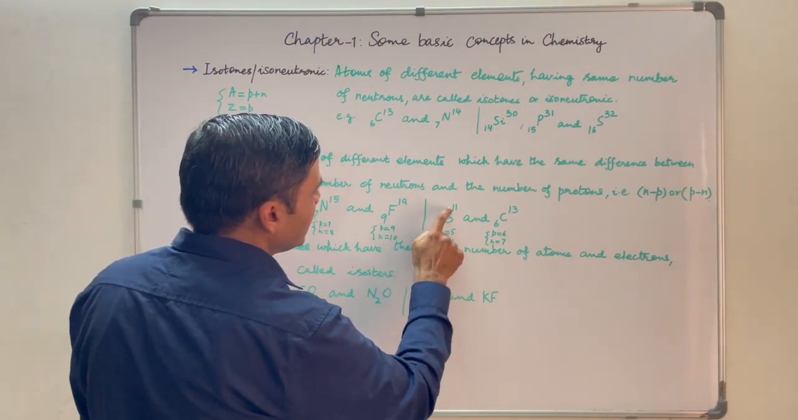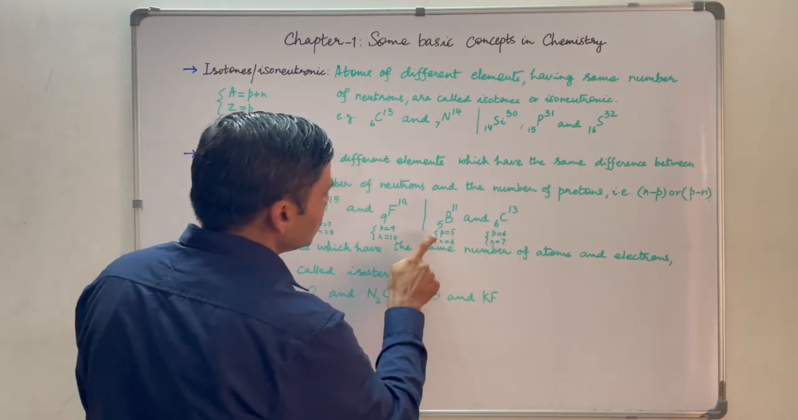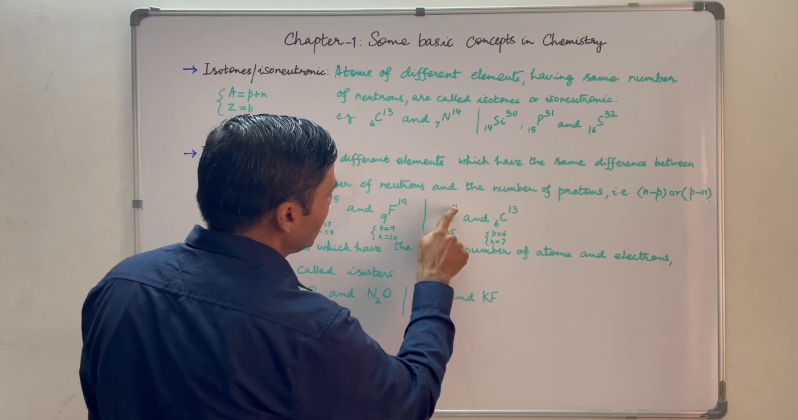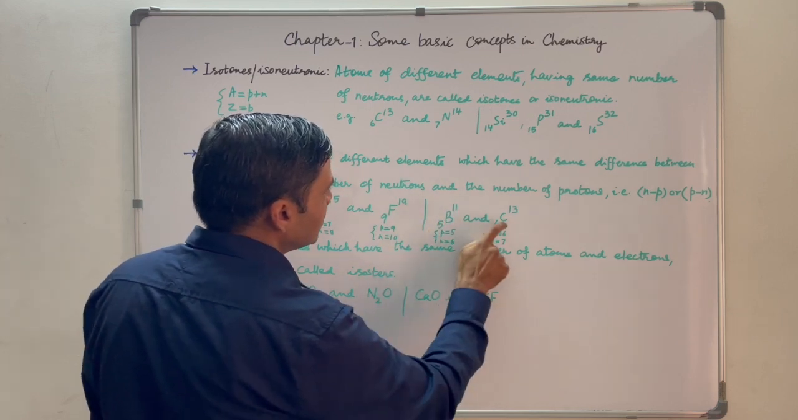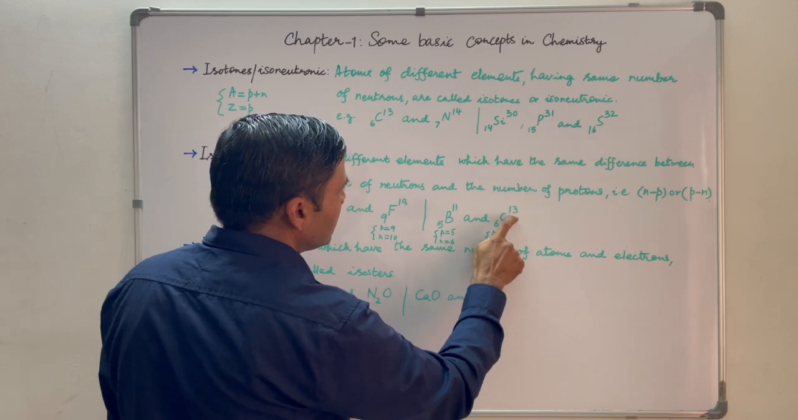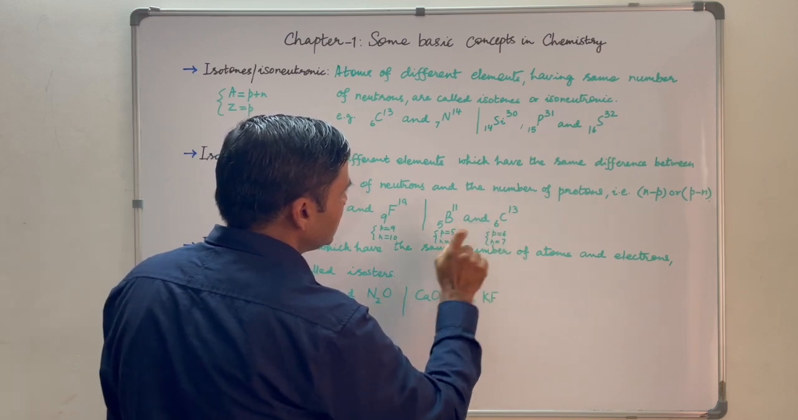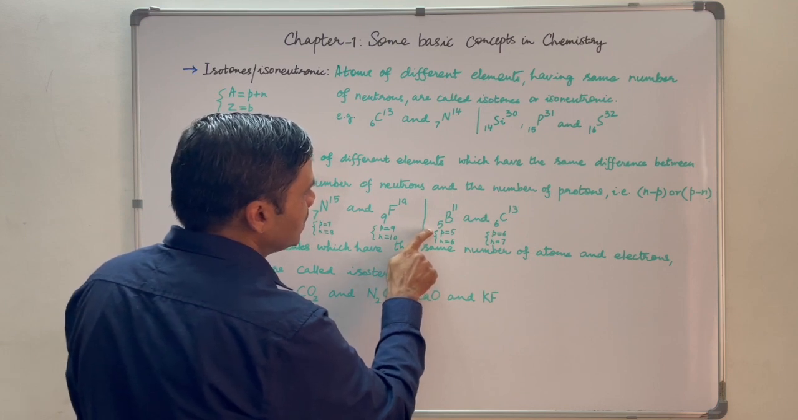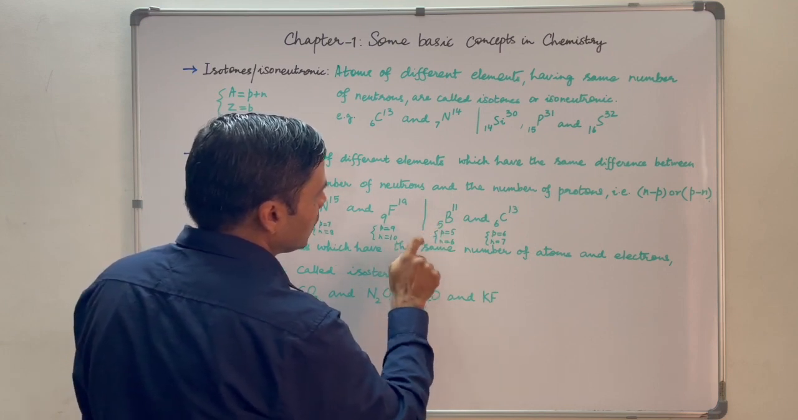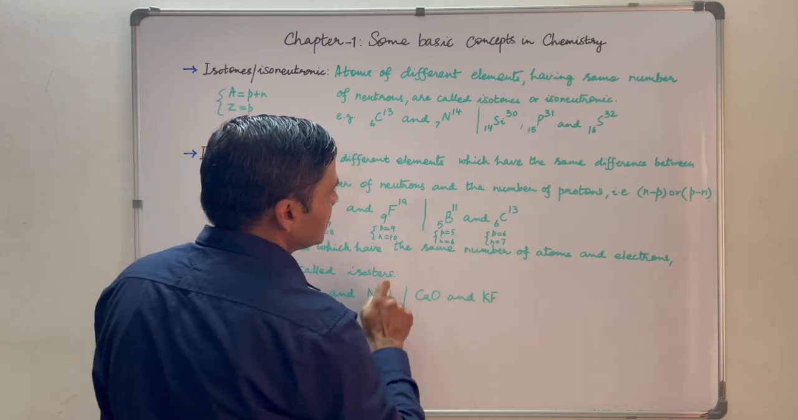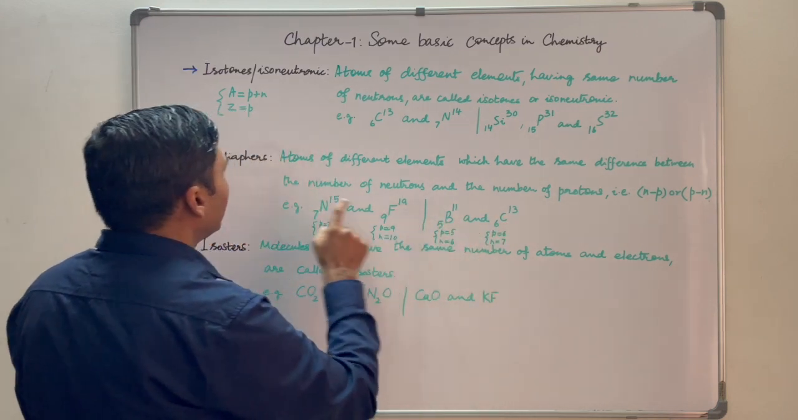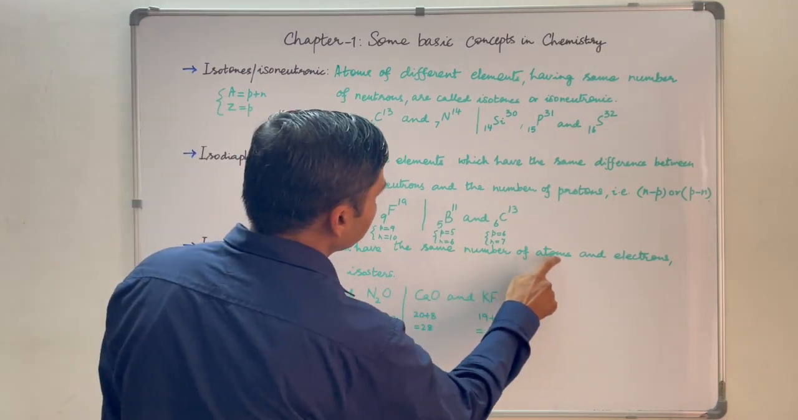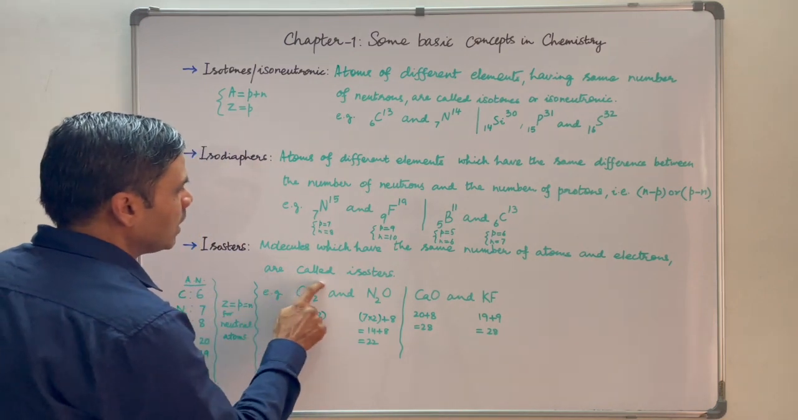Similarly, 5B11 and 6C13. Number of protons here is 5. Number of neutrons is the difference between 11 and 5, that is 6. And in this case, number of protons is 6 and number of neutrons is the difference between 13 and 6, that is 7. Now calculate N minus P. That is 6 minus 5, that is 1, and in this case 7 minus 6, that is 1. So they are isodiaphers.